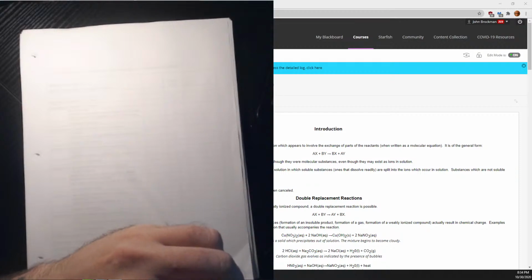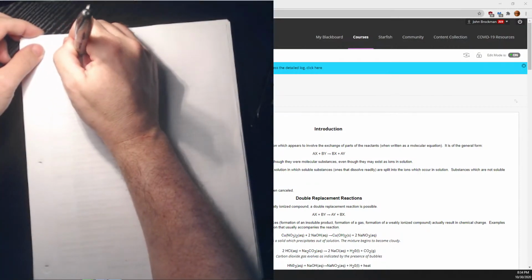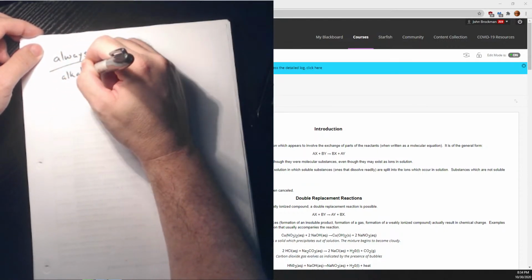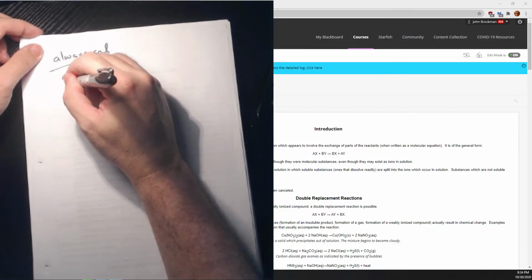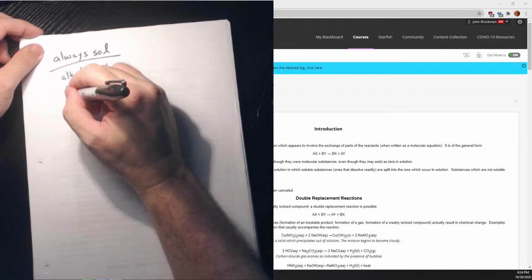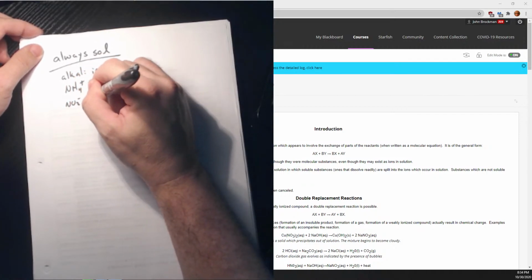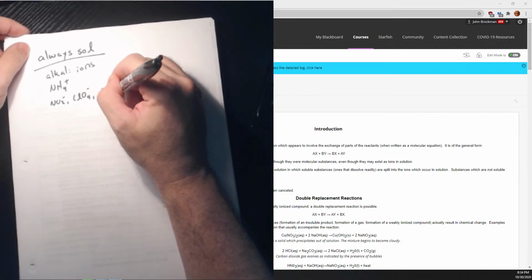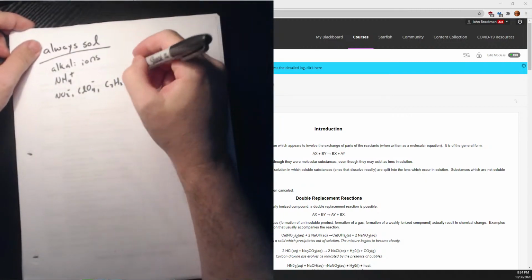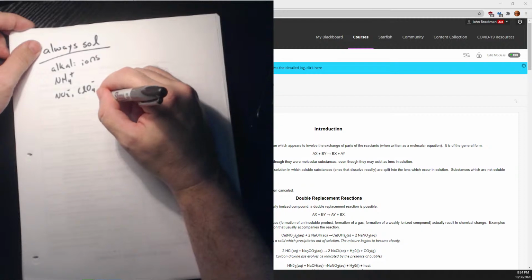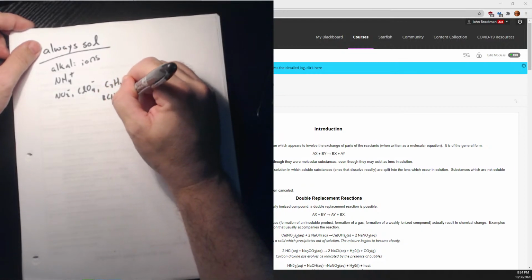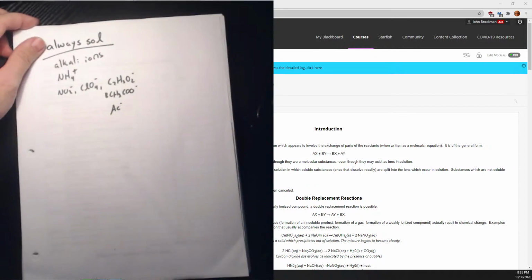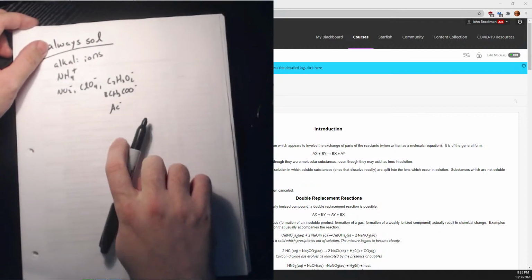Really quick, the solubility rules. The things that are always soluble are the alkali ions and ammonium, and NO3 minus, ClO4 minus, that's perchlorate, and acetate. There are a number of different ways of writing acetate, of course. You can also do CH3COO 1 minus, or you can just do AC 1 minus. So no matter what these guys are paired with, they will always be soluble.